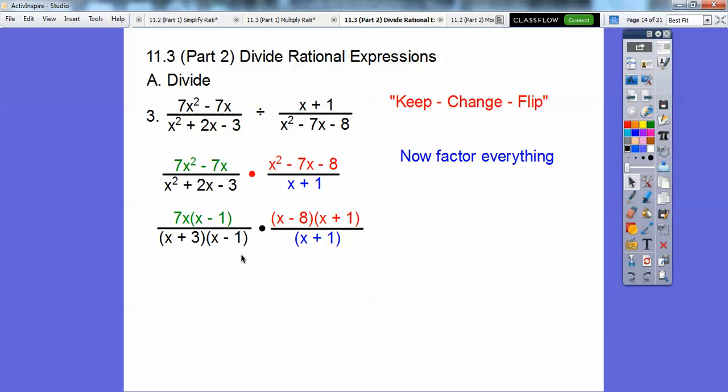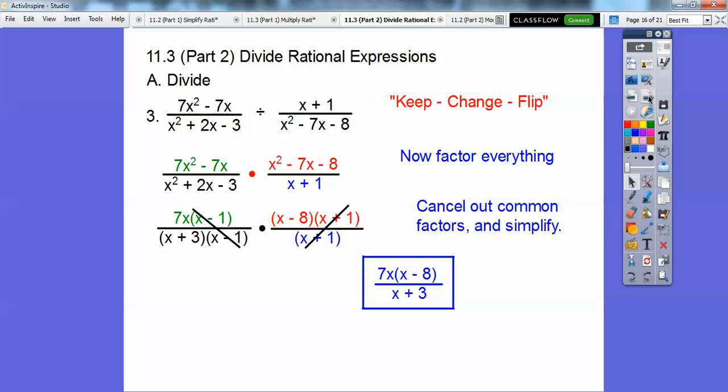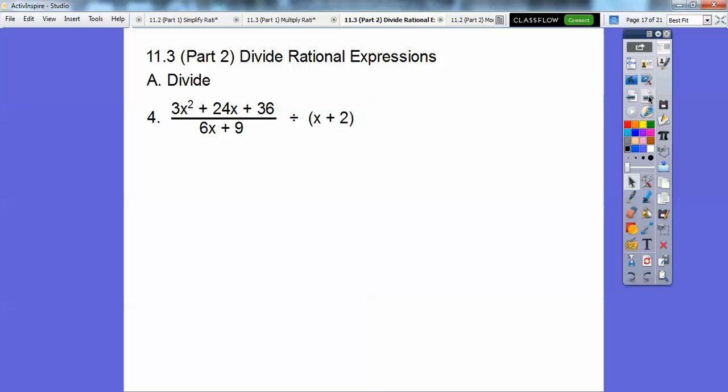Those guys can cancel right there. Those guys can cancel right there, and is that it? I think that's it, you guys. So come on now. Here we go. Okay, so there it is. So 7x, x minus 3. I'm sorry, x minus 8 over x plus 3, okay? All right, what else do we have? I think this is the last one, you guys.